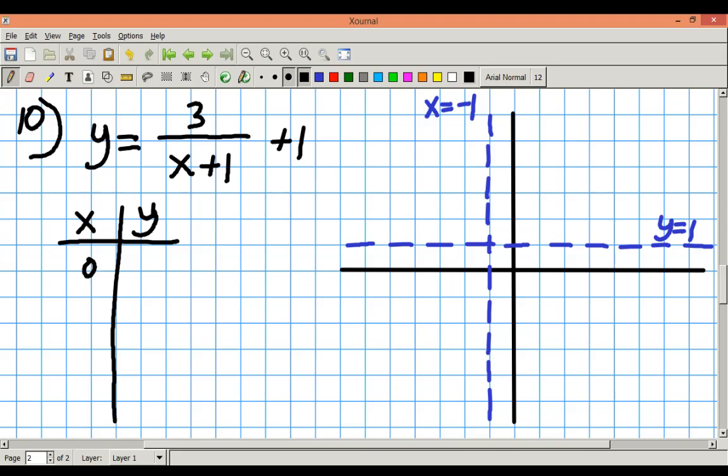So plug 0 in for x in your equation. So 0 plus 1 is 1, 3 divided by 1 is 3, plus 1 is 4. So 0 is going to go with 4. That gives us a point on the graph, 1, 2, 3, right here. Okay, so again, we know that the graph is trapped. It's a boomerang-shaped branch, and it's trapped in between the vertical and the horizontal asymptotes. So the only way we're going to be able to sketch it is like this.